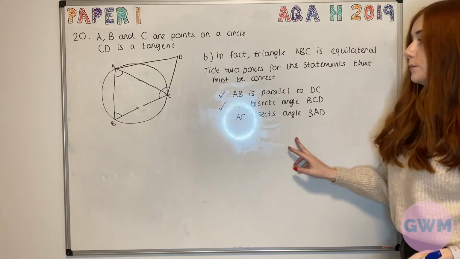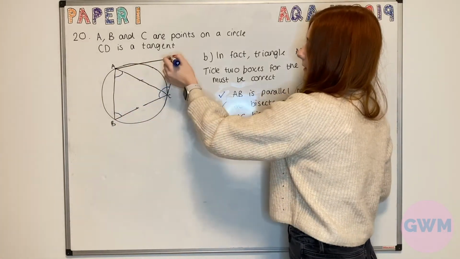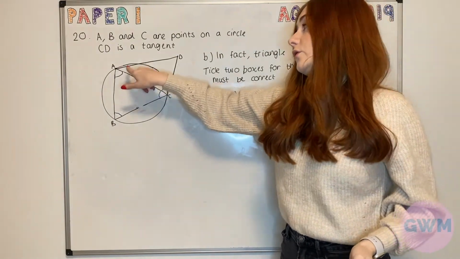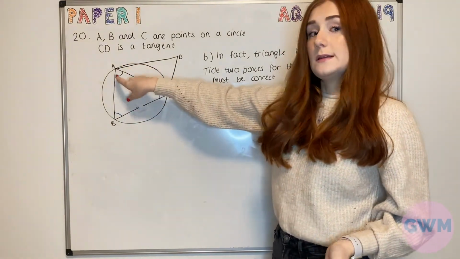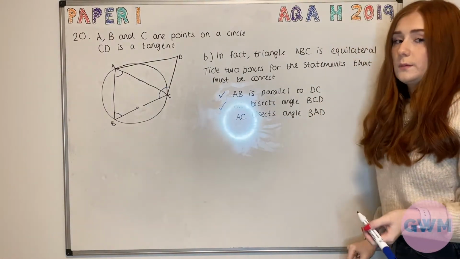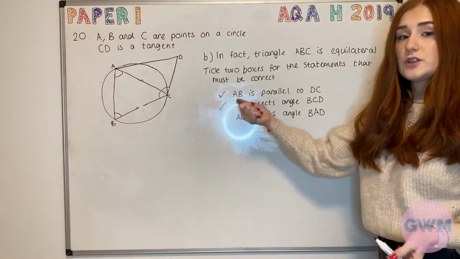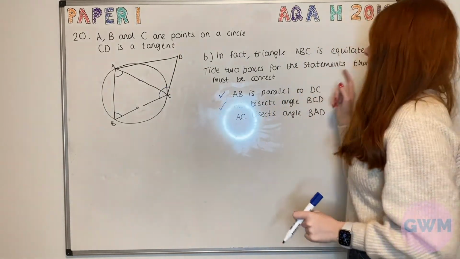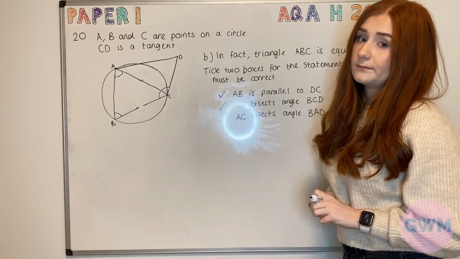AC bisects angle BAD. We don't know any information about this angle, we don't know what size it is, it's not going to be the same as that, we have no reason to believe it will be, so therefore that one cannot be true. So the answers are the first two, and that is because of the alternate segment theorem and the equilateral triangle.